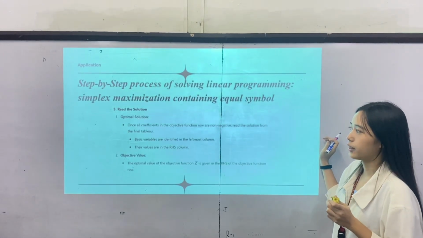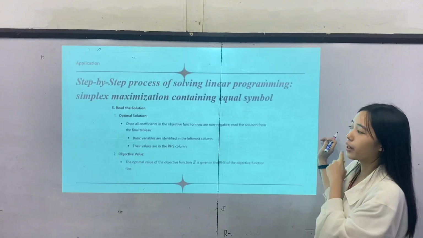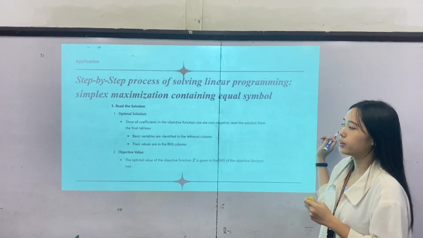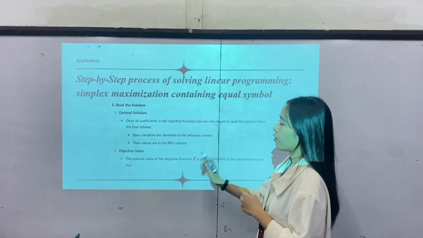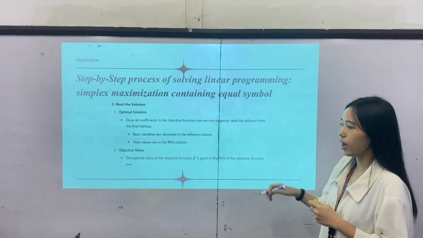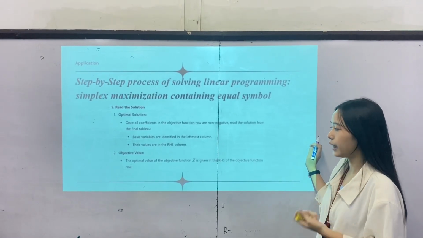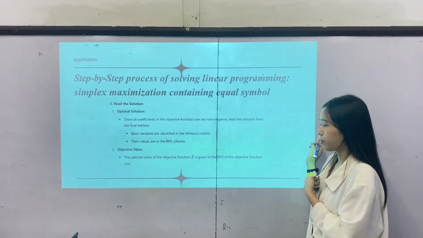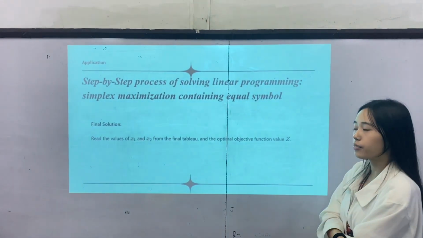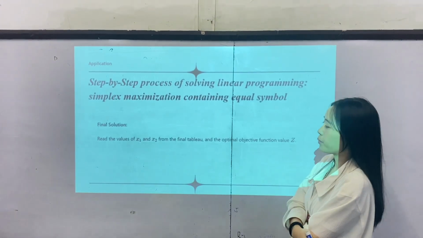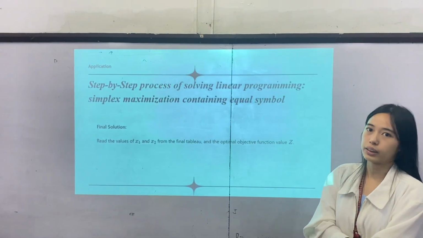Once all coefficients in the objective function row are non-negative, read the solution from the final tableau. Basic variables are identified in the leftmost column. Their values are in the right hand side column, and then the objective value. The objective value is the optimal value of the objective function c, given in the right hand side of the objective function row. So for the final solution, read the values of x sub 1 and x sub 2 of the final tableau and the optimal objective function value of c.